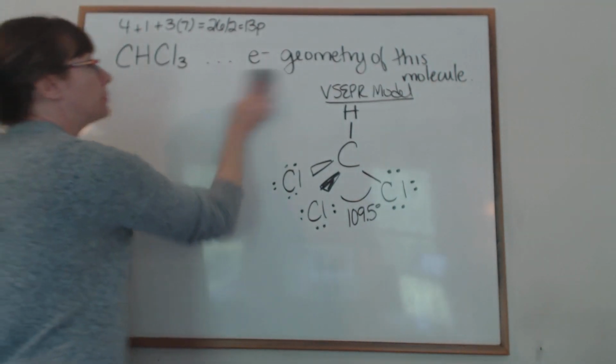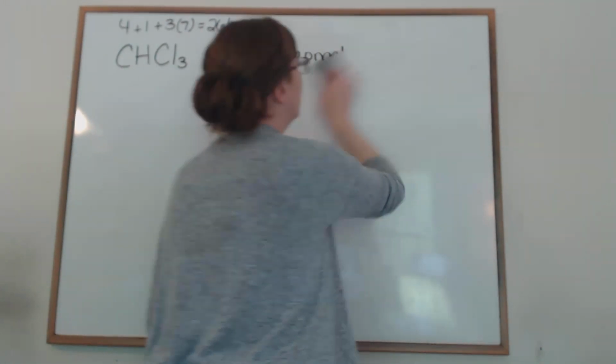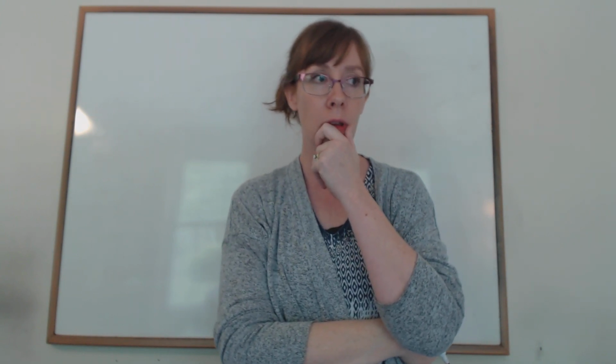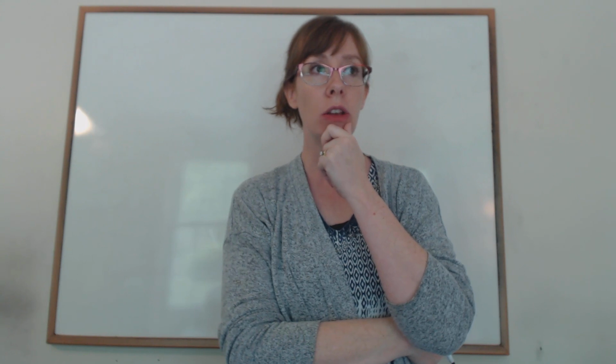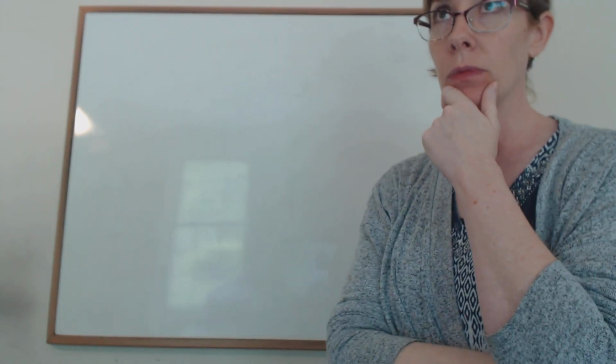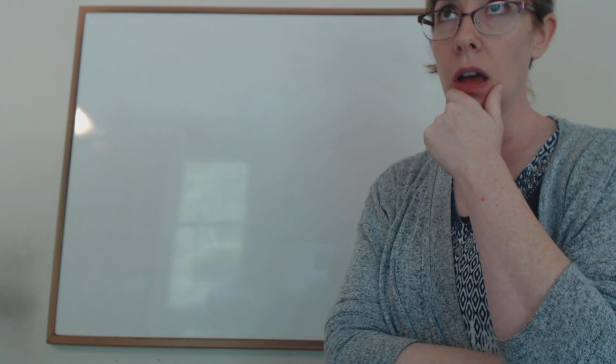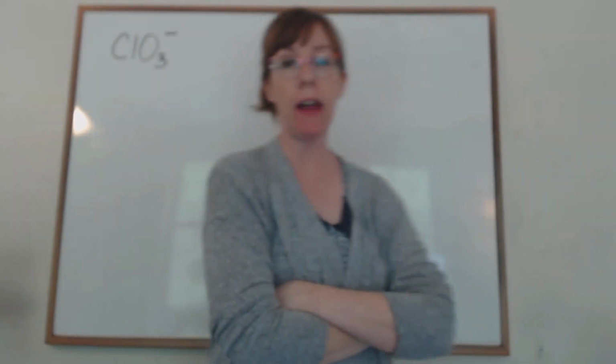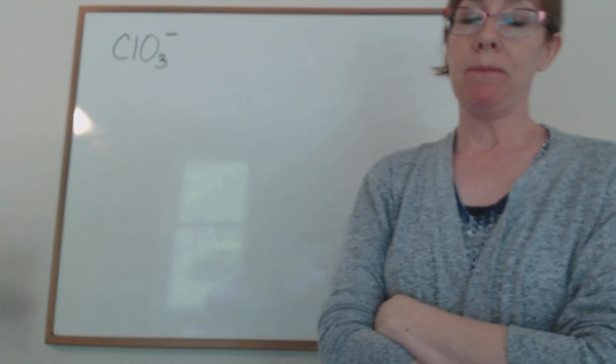Let's just do one more. All right, how about we do, trying to think of one that we haven't done together. How about let's look at the shape of chlorate, ClO3 minus. Let's do this. Let's find out what he looks like. Chlorate. All right, we need a Lewis structure.